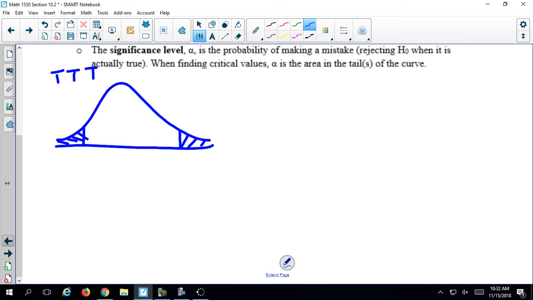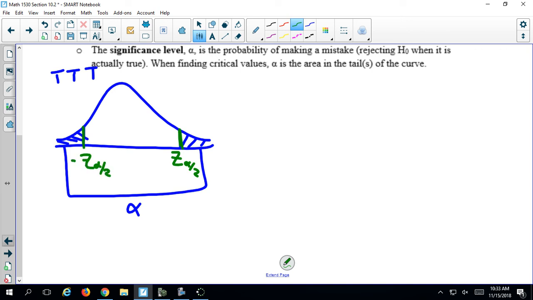Those tails together is alpha. That's the significance level, just like with confidence intervals. And that means the area in one of these tails is half of that, and the critical values are the z-scores that tell you where those areas start. You know, where does the critical region start? And there's another one over here on the negative side.